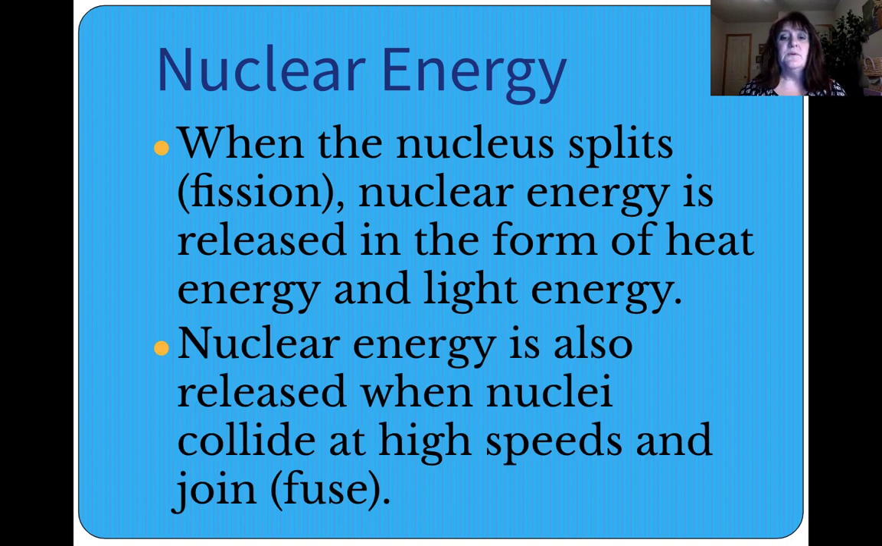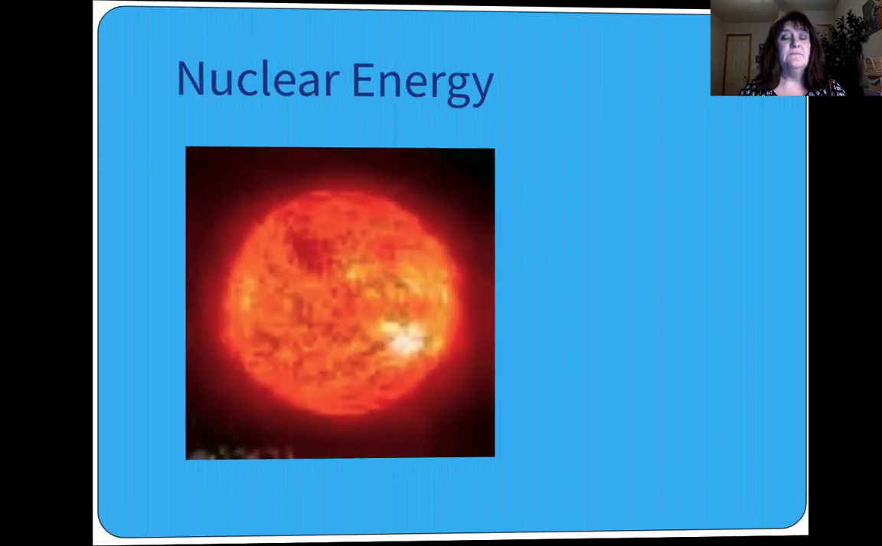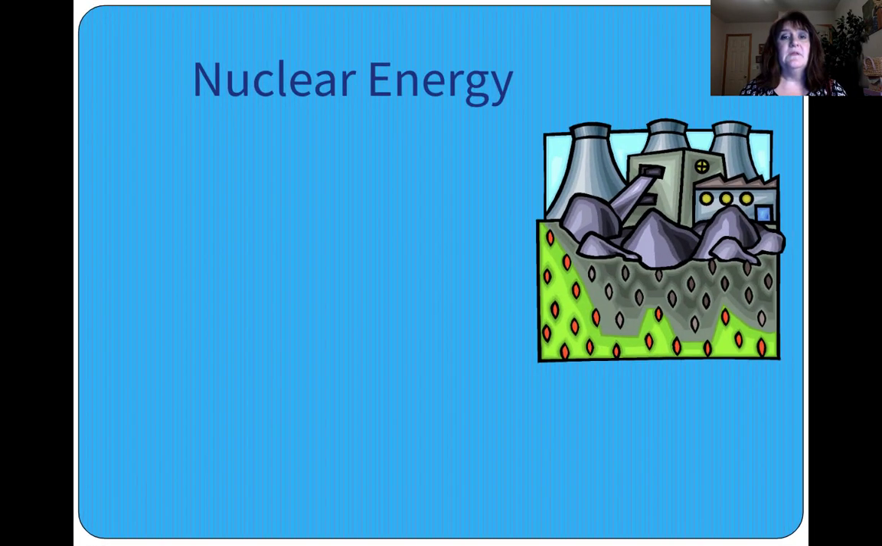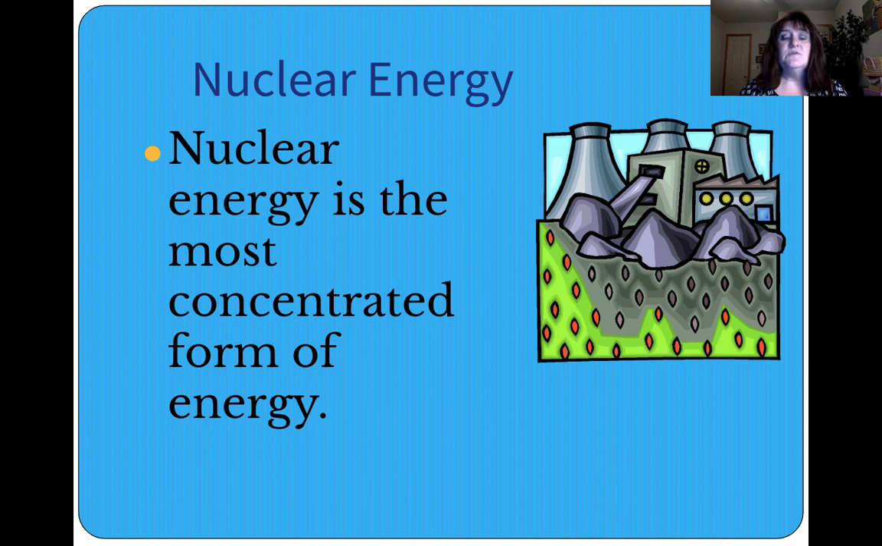Nuclear energy can also be released in a high-speed collision where the nuclei actually join together or fuse. So fission, splitting apart, or fusion, joining together. The sun's energy is produced from a nuclear fusion reaction where hydrogen nuclei fuse together to form helium. Nuclear energy is the most concentrated form of energy that we currently have.